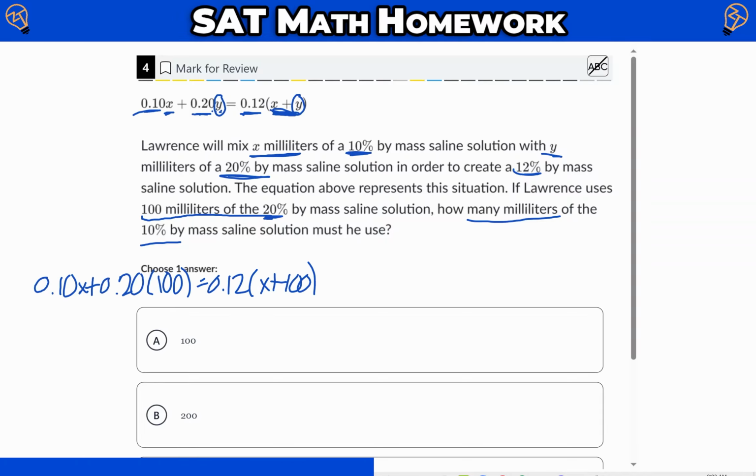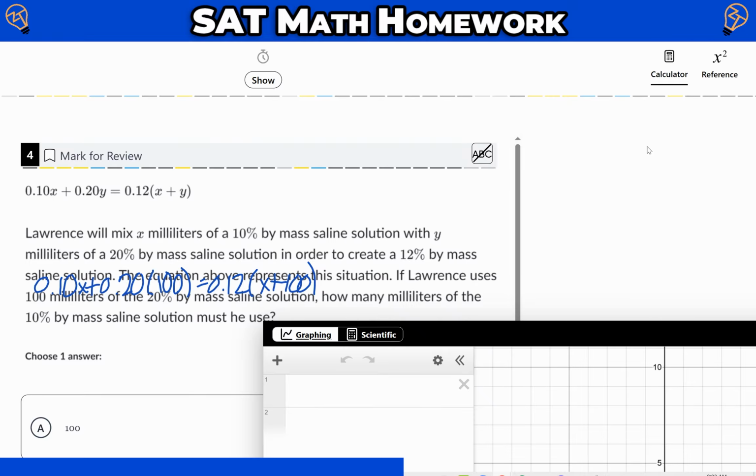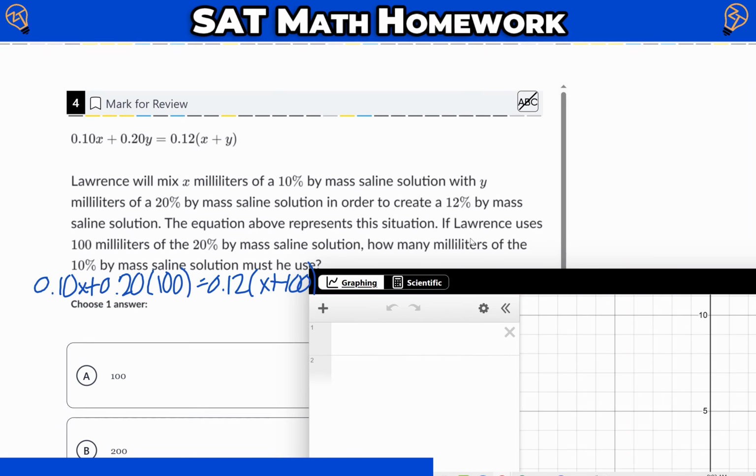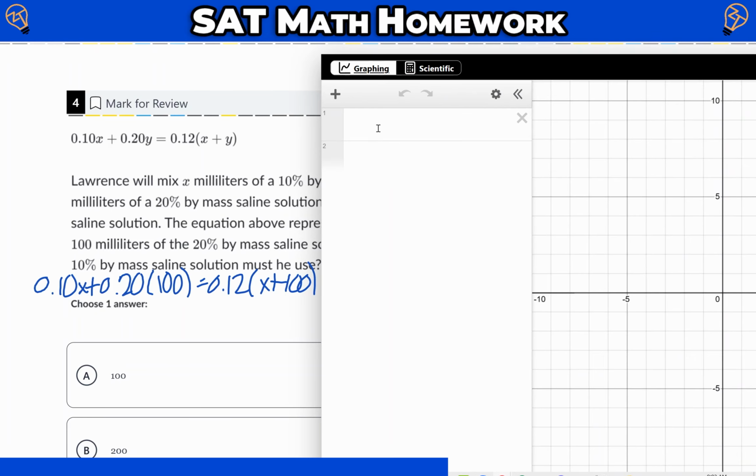And then what's pretty neat is we can just pull up Desmos. And then obviously you would have this equation on your scrap paper, so it wouldn't be in the way that it is right now. And then we'll type all this in. I don't have to put 0.10, I can just put 0.1, of course. And then we'll type in the rest.